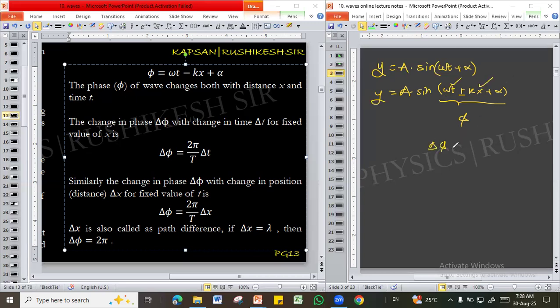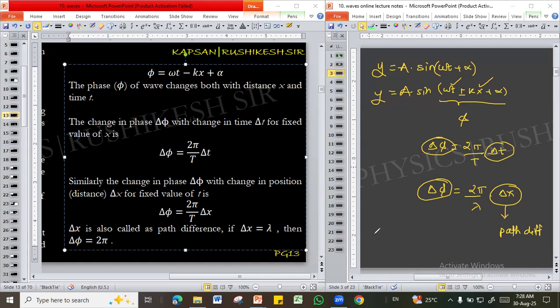So change in phase is equal to total change in phase upon total time into your time. Or change in phase is equal to total change in phase upon total distance into your distance. So phase can change with the time, phase can change with the distance also. This change in distance or distance traveled is called as path difference.